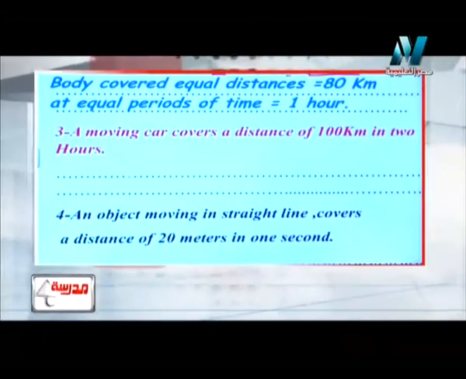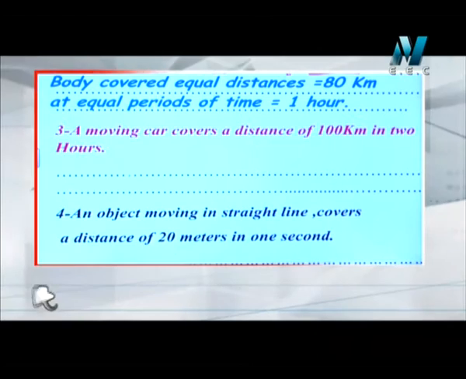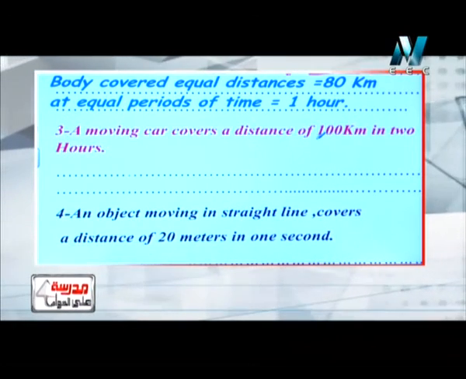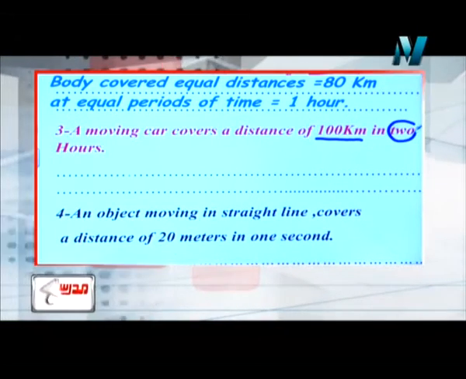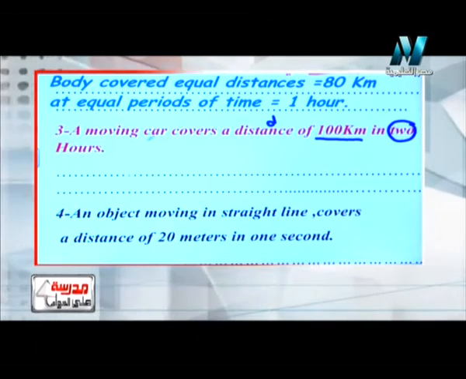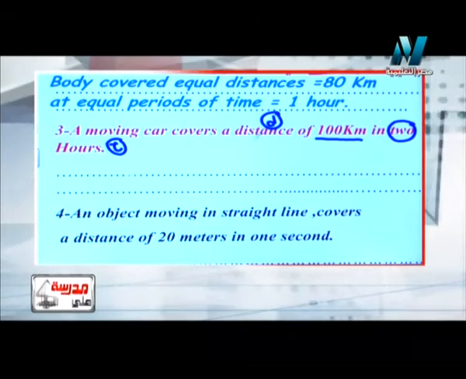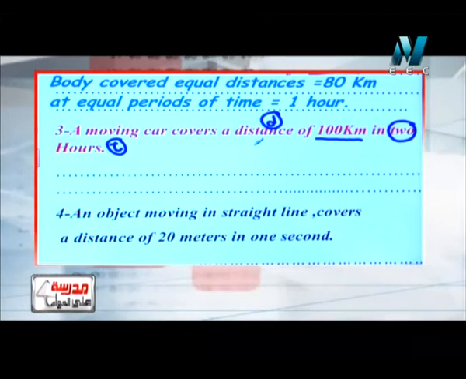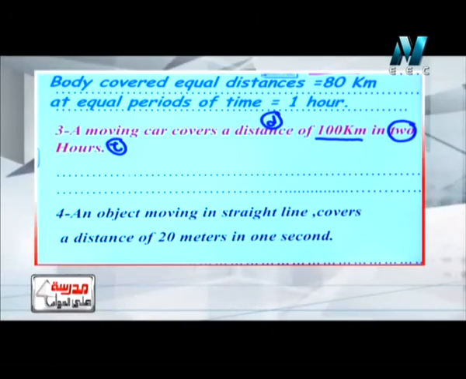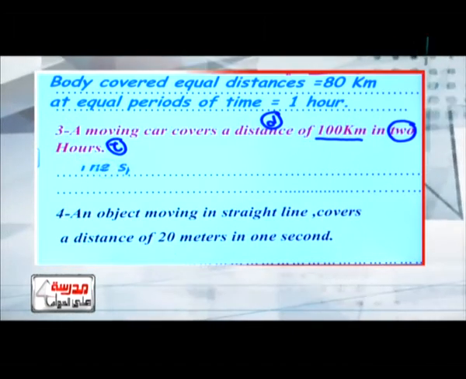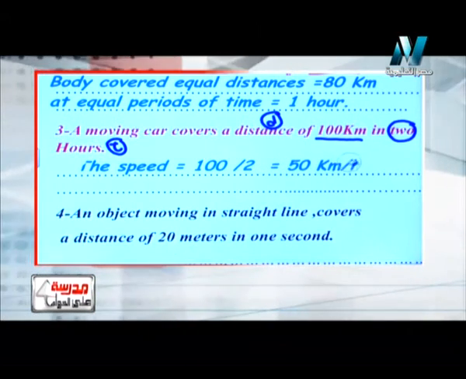Number 3, a moving car covers a distance of 100 kilometers in 2 hours. So here we have separated numbers, here 100 kilometers and at the same time 2 hours. So we have distance here, and here we have time. If we talk about distance and time, we talk about speed. So here we can combine the two numbers together as the speed of the object equals how many? Equals 100 over 2, equals 50 kilometers per hour.